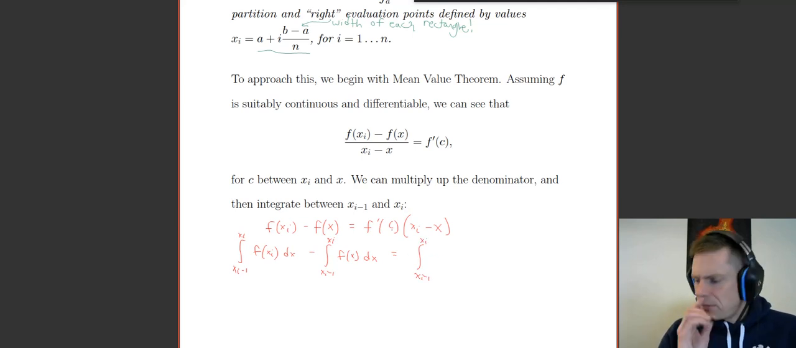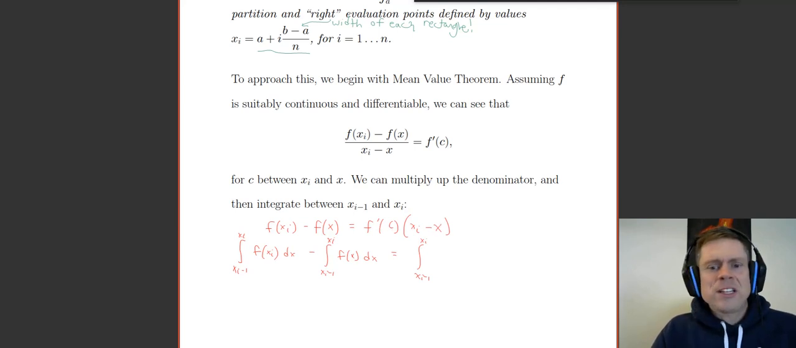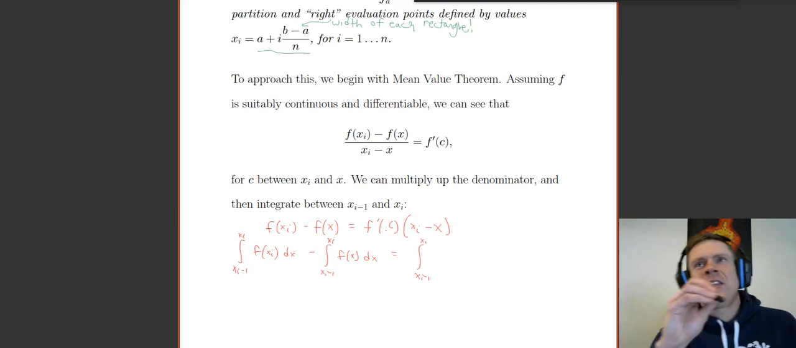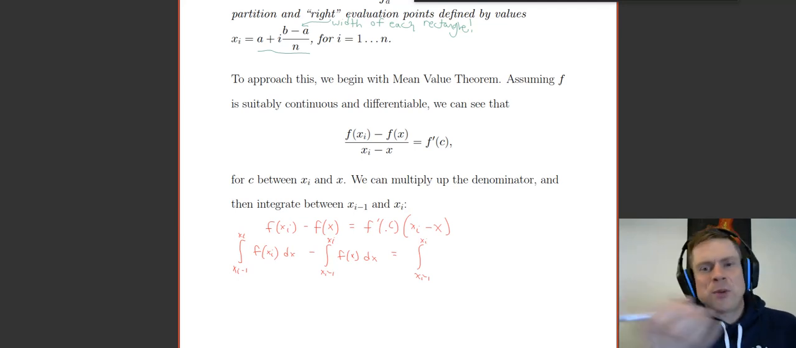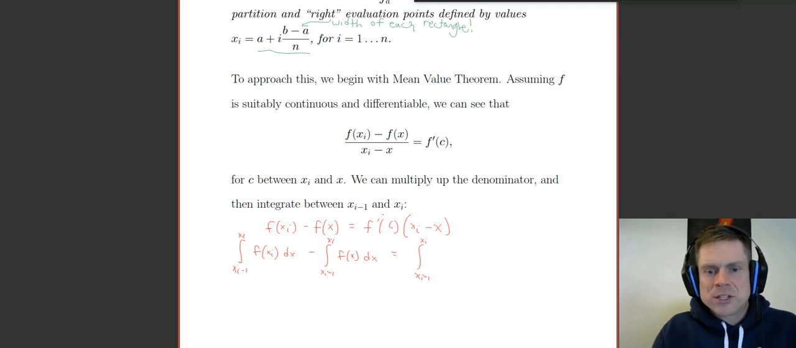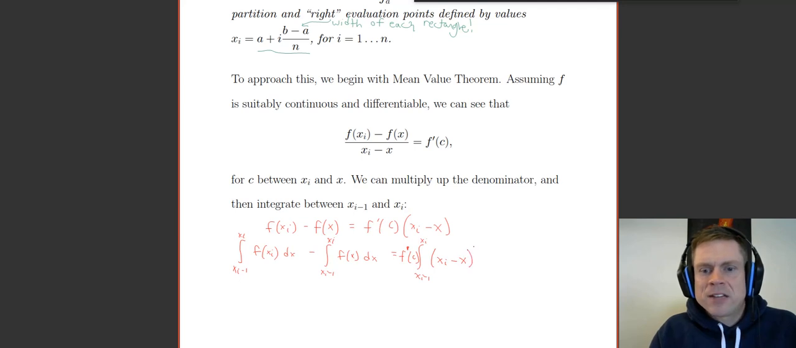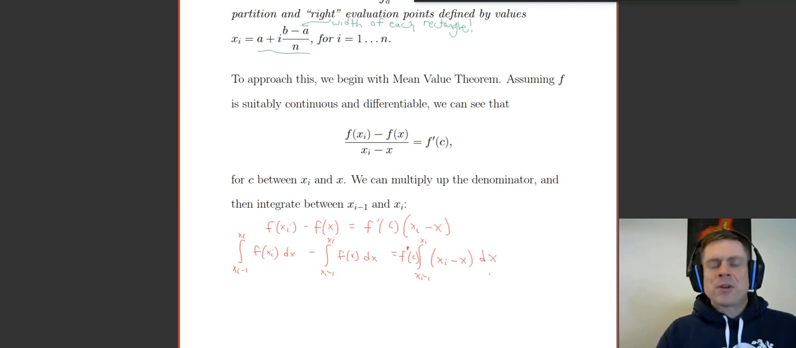Let's think about f prime of c. It's really just a constant, isn't it? There's some c between the two, that's a particular number. F prime at that number doesn't depend on x itself, it's a value. I can take that value and float it outside the integral so I don't have to worry about it so much. So I'm going to write f prime of c outside the integral, and then I have the integral of (x_i minus x) dx to deal with.